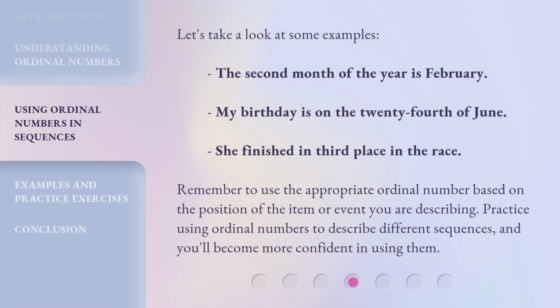Let's take a look at some examples. The second month of the year is February. My birthday is on the 24th of June. She finished in third place in the race. Remember to use the appropriate ordinal number based on the position of the item or event you are describing. Practice using ordinal numbers to describe different sequences, and you'll become more confident in using them.